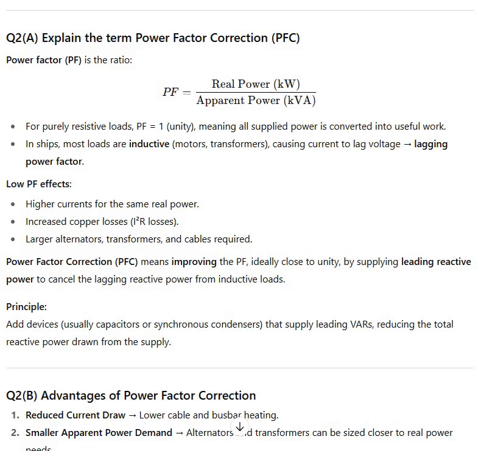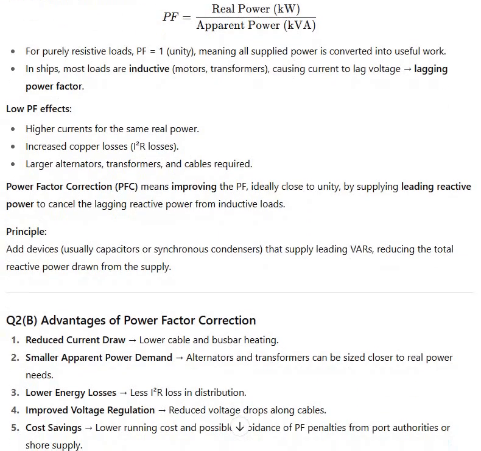Low power factor effects: higher currents for the same real power, increased copper losses, that is I square R loss, and larger alternators, transformers and cables required. Power factor correction means improving the power factor, ideally close to unity, by supplying leading reactive power to cancel the lagging reactive power from inductive load. Right? That is, you need to provide certain capacitors to negate the effect of inductive loads. The principle is to add devices, usually capacitors or synchronous condensers, that supply leading VARs, reducing the total reactive power drawn from the supply.